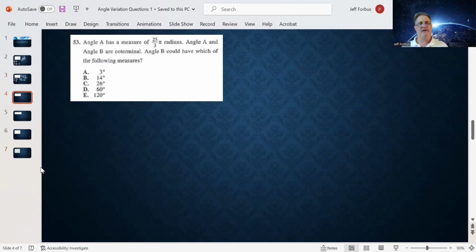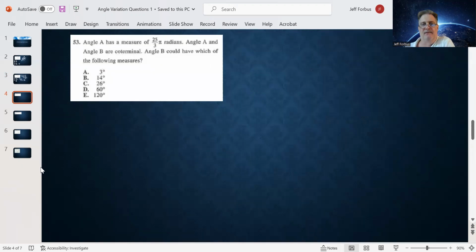Okay, so angle A has a measure of 25/3 pi radians. Angle A and angle B are coterminal. Angle B could have which of the following measures? So they're coterminal. They're going to rotate around and land on top of one another. But what degrees match?